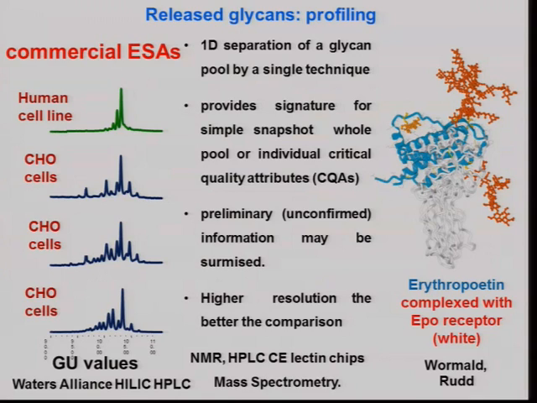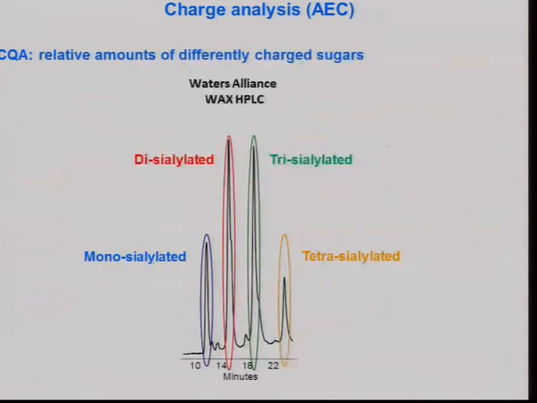This is LC, but you could do it by NMR, capillary electrophoresis, you could use lectin chips, you could use mass spec, you can use a whole range of technologies. But the higher the resolution, the more confidence you're going to have in your ability to distinguish one glycan profile from another. So with EPO, because charge is very important, we first of all do a weak anion exchange chromatography.